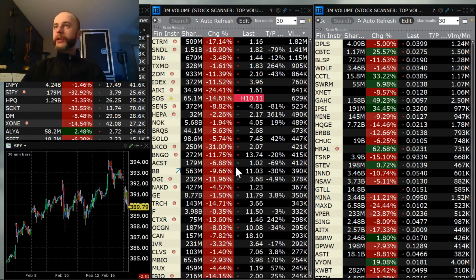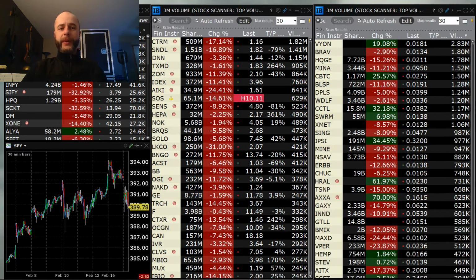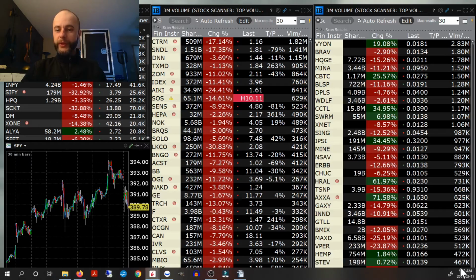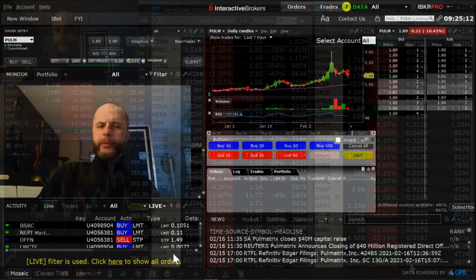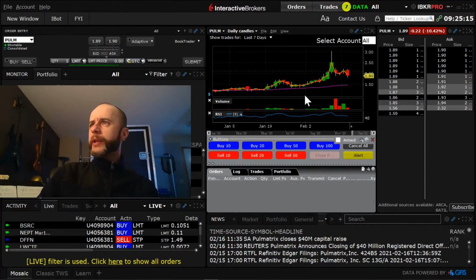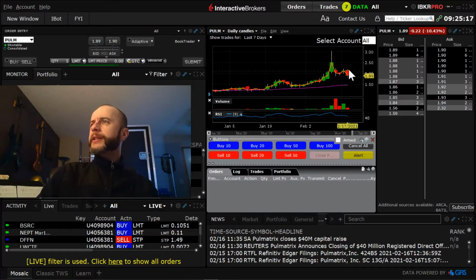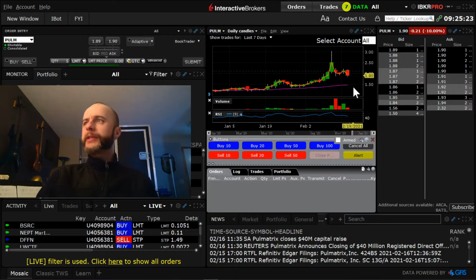So I've clicked on PULM and it's brought it up on my second screen, and I'm just going to switch to that here and show you guys what that looks like. So here we've got it brought up on the second screen with the chart. I can see this pullback happening on PULM, but it's not quite enough of a pullback that I think it's going to bounce back automatically.